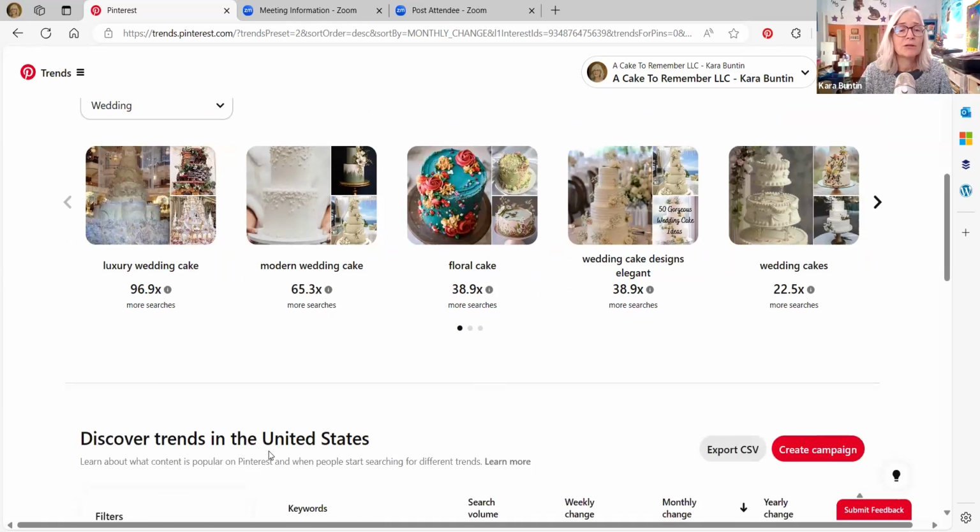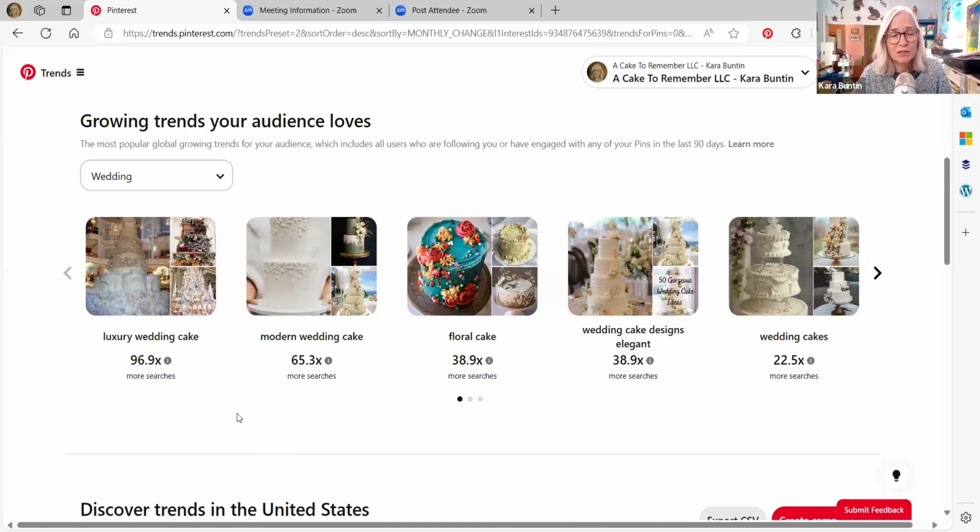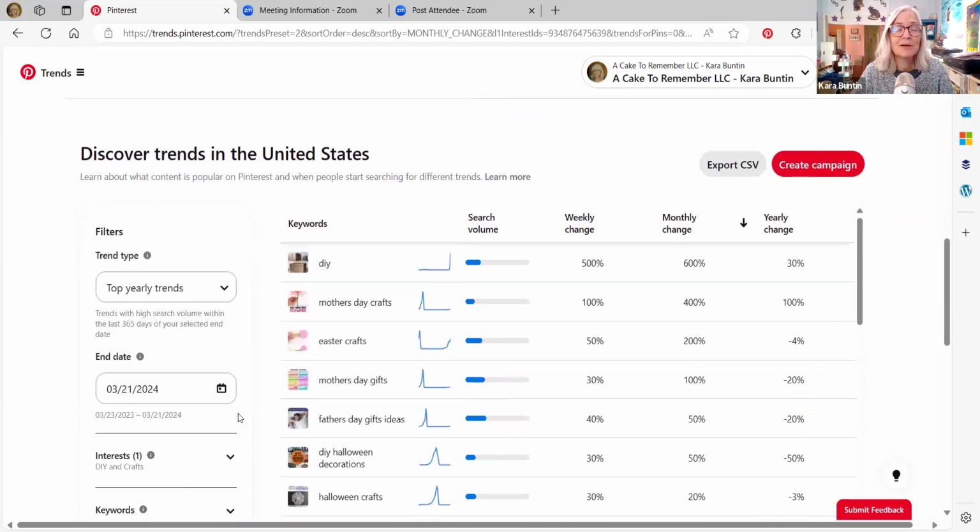This is good information. Okay. And this is not stuff that's a prediction. This is telling you right now that this is what's going on. So you better pay attention. Right now, if you want to discover trends, you can go down here.